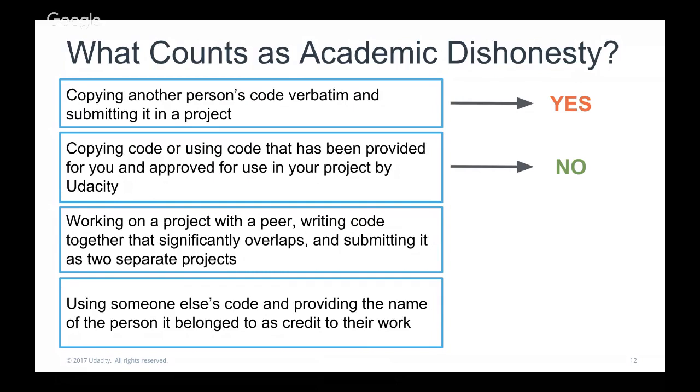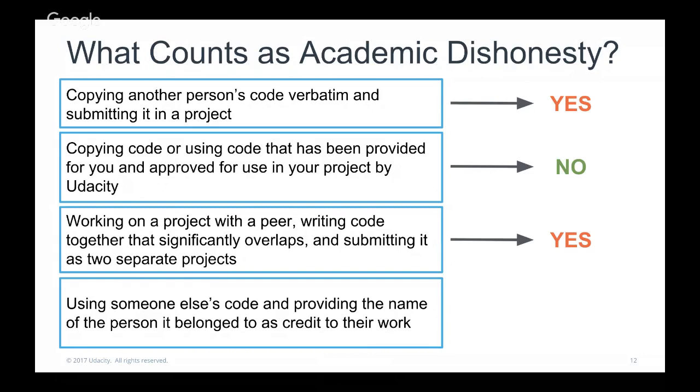The next example is working on a project with a peer, writing code together that significantly overlaps, and submitting it as 2 separate projects. So this would count as academic dishonesty. And we wanted to touch on this one again, because we know how closely so many of you worked in phase 1. And we realized that this could accidentally come up without it being intentional on either party's part.